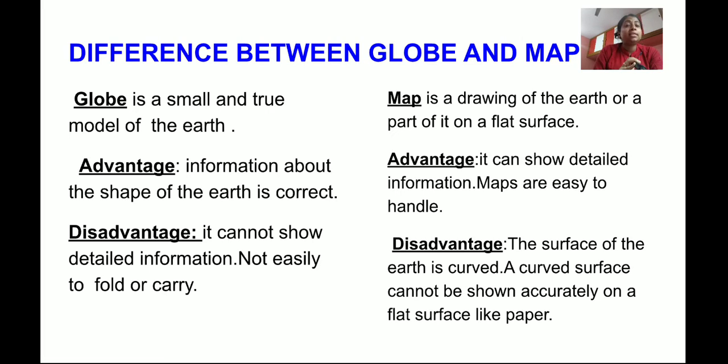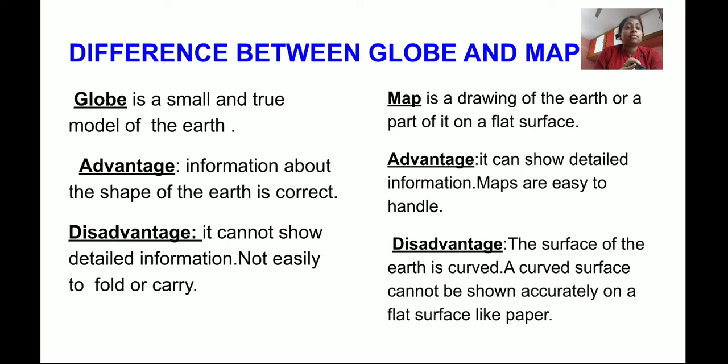Disadvantage of the globe: it cannot show detailed information like a map. It gives the overall idea of the world, not of a particular place. It is not easy to fold or carry. It takes lots of space, so it is difficult. It is not as easy as a map, which can be carried anywhere.